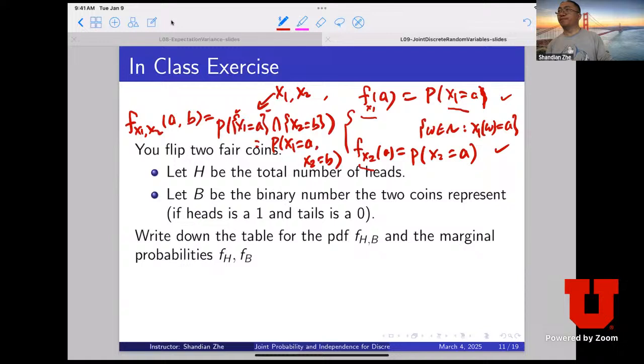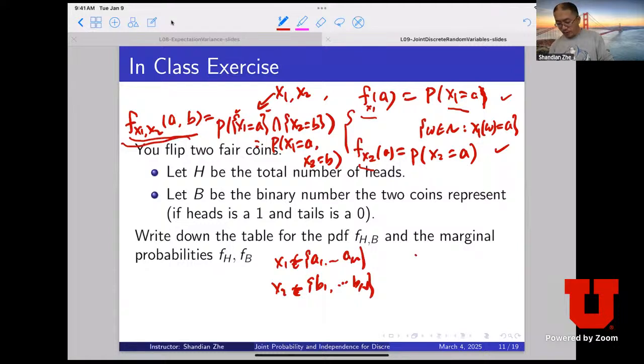Does it make sense? So if you look at this joint PDF for two discrete random variables, x1 can take a number of values, so x1 might be a1 to am, and x2 may take another set of values like b1 to bn. So then you see this joint density function essentially can be represented by a table.